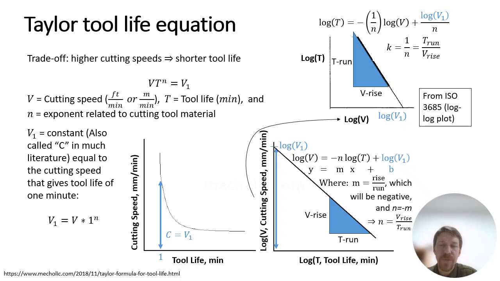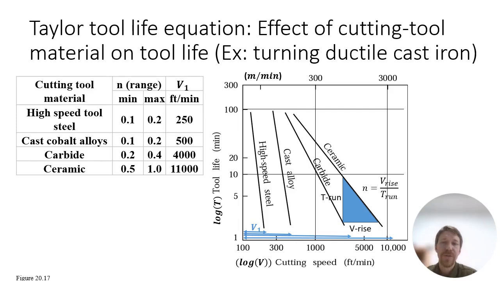It's going to be very helpful for you to remember that n equals V rise over T run. That way, even if axes are inverted, like you see in the upper right, where log T is on the vertical axis and log V is on the horizontal axis, you remember that n equals V rise over T run. Each different material that you use as the cutting tool material, on each different material that you actually cut or turn, is going to have a different trend.